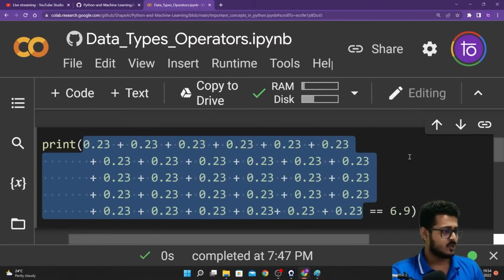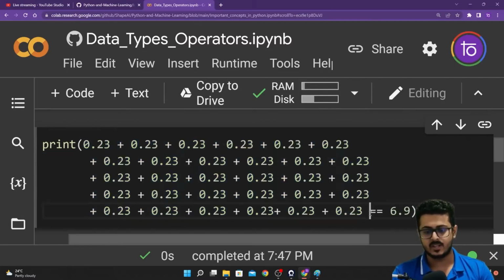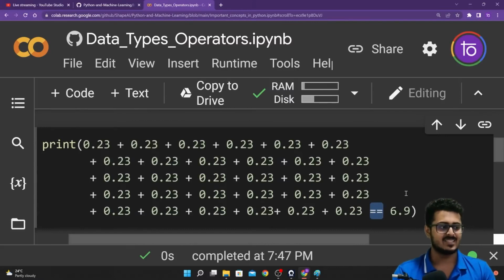Okay, so let's continue from right over here. 6.9, exactly, for me as well. 6.9 should be the case. 0.23 added 30 times is 6.9. What I've done right over here is I'm checking, using this operation, whether the left hand side, the LHS, is equal to the RHS or not. If it is equal, it will give true as the answer. If it is not equal, it will give false as the answer.